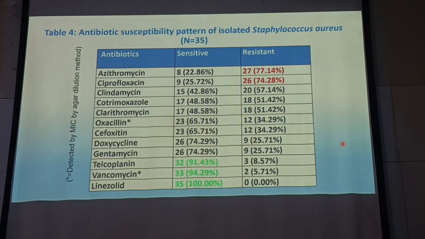Table 4 shows the antibiotic susceptibility pattern of isolated Staphylococcus aureus. Over 70% of Staphylococcus aureus are resistant to azithromycin and ciprofloxacin, only 22 to 25% sensitive to these antibiotics. Around 40% are sensitive to clindamycin, co-trimoxazole and clarithromycin. Around 65% are sensitive to oxacillin and cefoxitin. Around 74% are sensitive to doxycycline and gentamicin. Highly sensitive to teicoplanin and vancomycin, and 100% sensitive to linezolid.